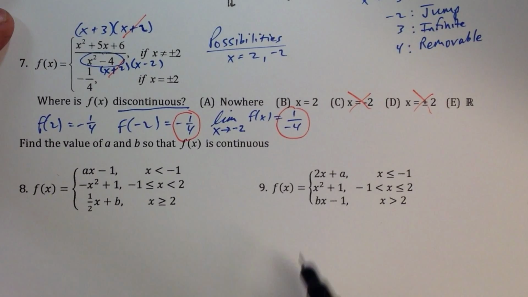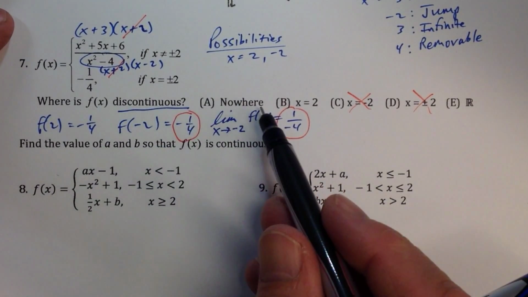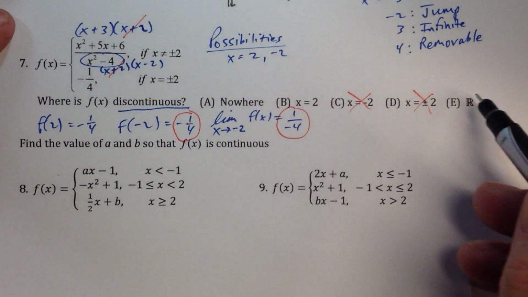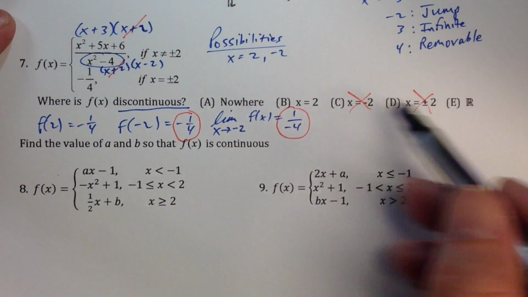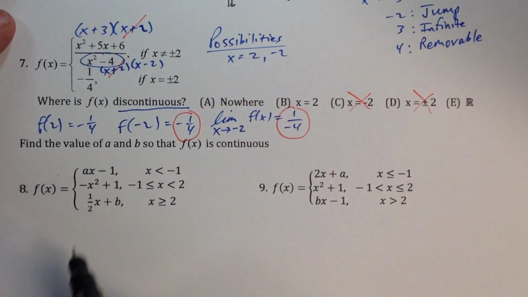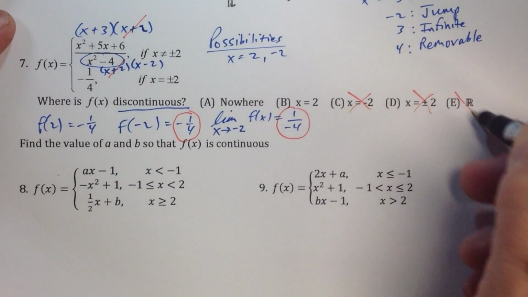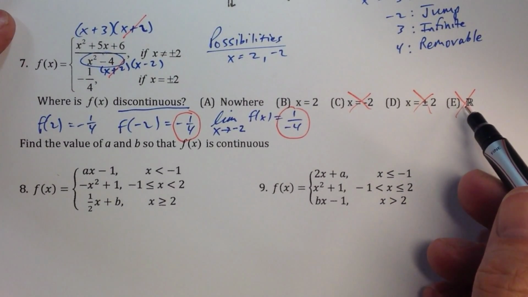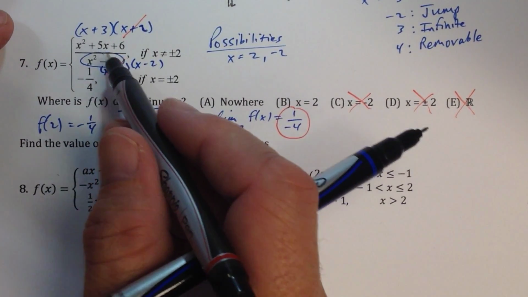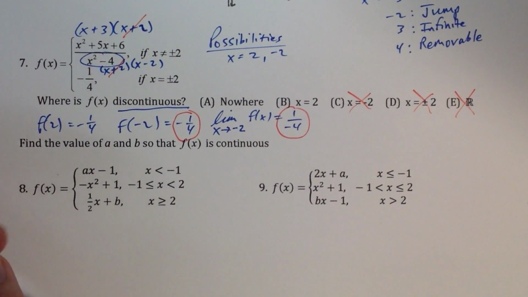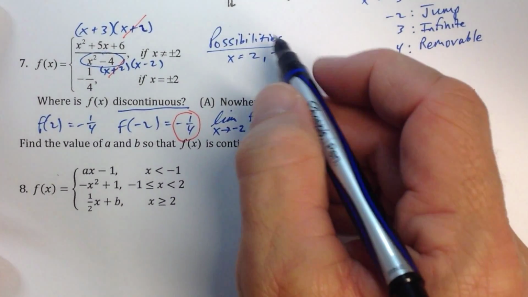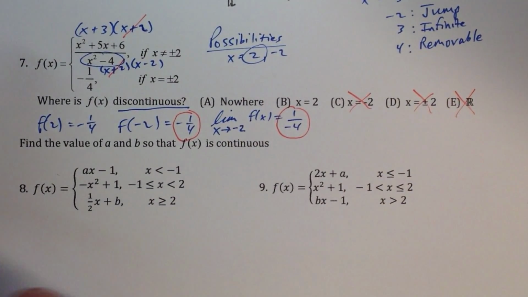Okay? So we still have the possibility that it's discontinuous nowhere. We have the possibility, well, it can't be discontinuous for all real numbers. We already talked about that because it's a rational function that will be continuous for all real numbers except for whatever makes the denominator 0. So the all real numbers scenario is not going to work for reasons we just talked about. But then finally we have only one more possible discontinuity, and that's at 2.